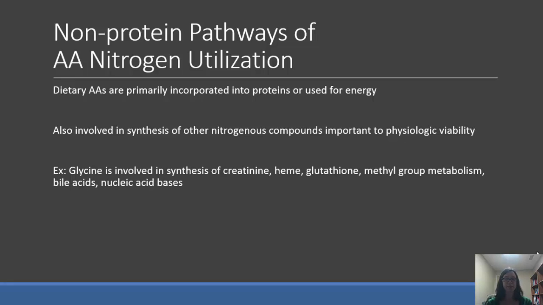So glycine, for example, is involved in 6 synthetic pathways that we see here. It's involved in the synthesis of creatine that we need for muscle metabolism, heme that we need for oxygen transport and oxidative phosphorylation, glutathione for our protective reactions, and so on. And of course for our nucleic acid bases.